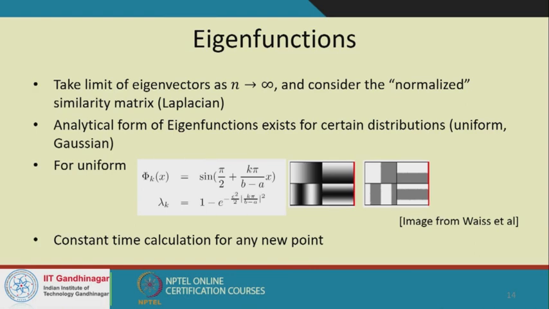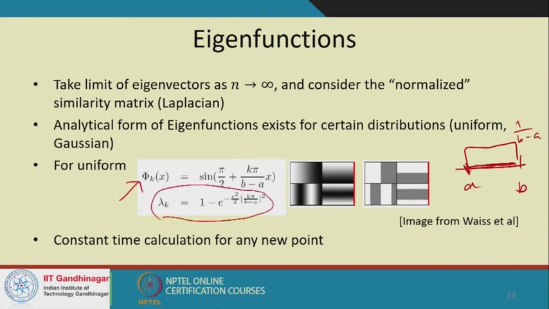And if the data distribution is uniform, we can actually write down the form of this function. It takes a very simple form. For instance, if the data was uniform in A to B, so the height of the data is 1 over B minus A. If the data is drawn from the uniform distribution from A to B, then the kth eigenfunction is nothing but this particular expression, sine of pi by 2 times k pi over B minus A times x. Notice that it only depends on the size of this interval B minus A, and nothing else. And the kth eigenvalue is this quantity.